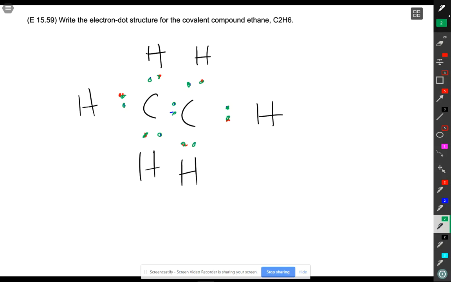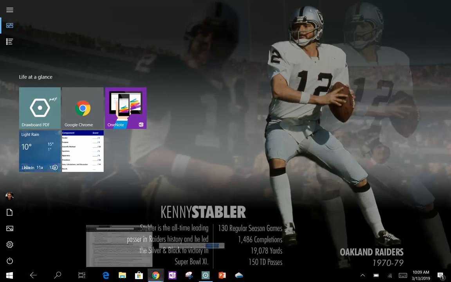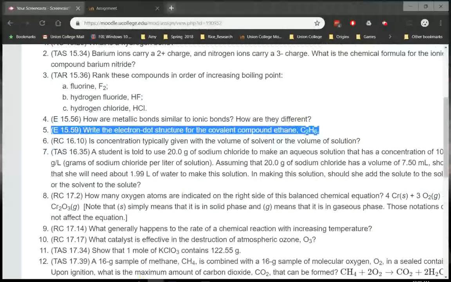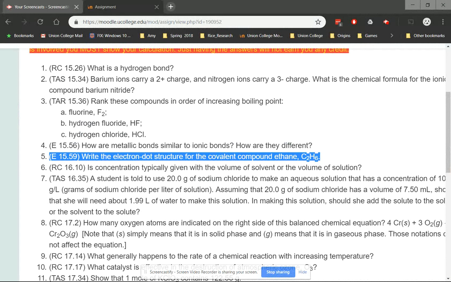All right. Next problem. What's our next problem? 3. Rank these compounds in order of increasing boiling point.